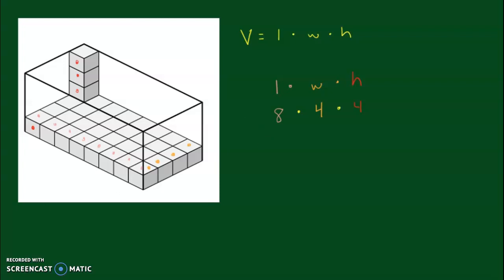And so 8 times 4 is 32. And then if we bring down times our other 4, 32 times 4. I'm going to do that off to the side just to make sure that I get it correct. So 32 times 4 is 128. So our volume of this particular prism is 128, and again, we don't know if it's inches or centimeters, so we're just going to go with units. And it's 128 units cubed.